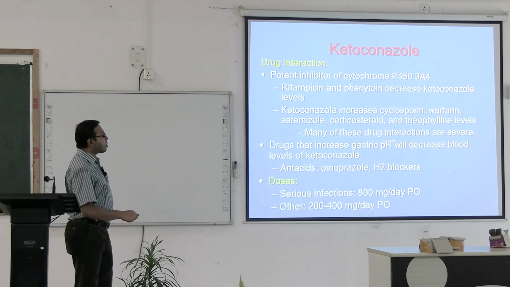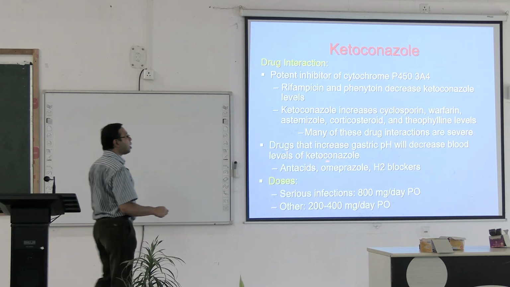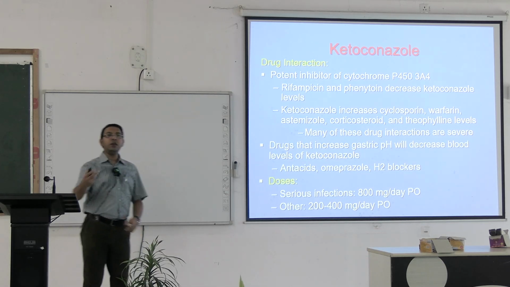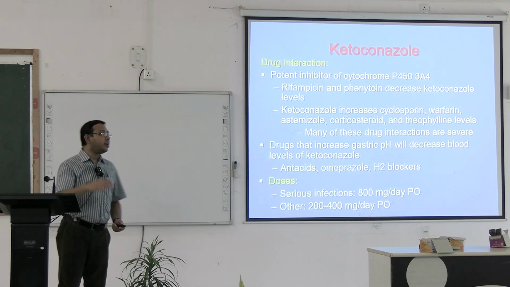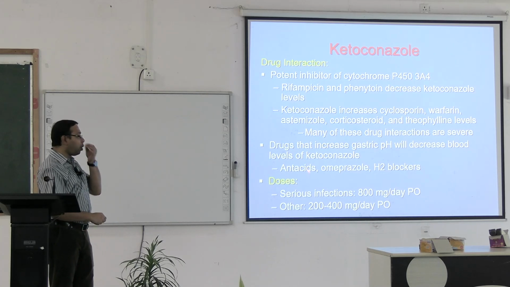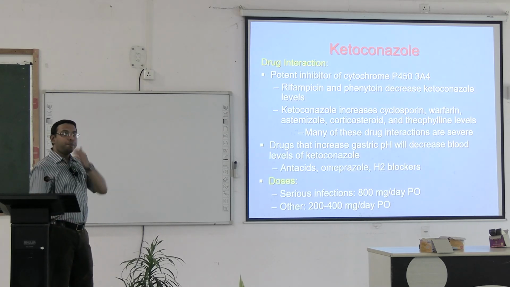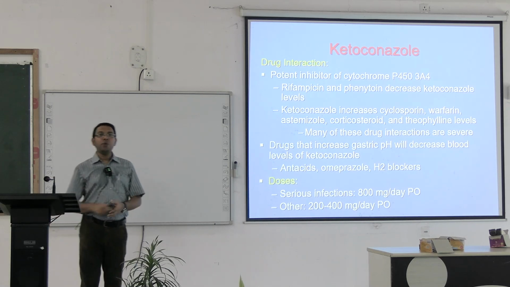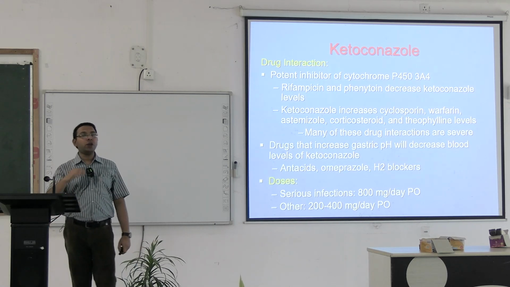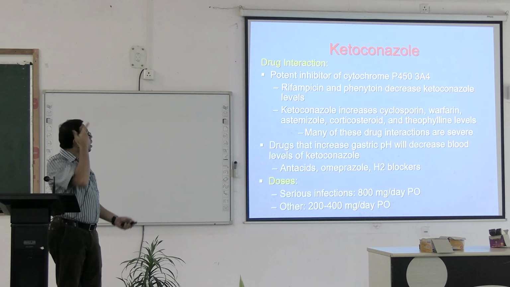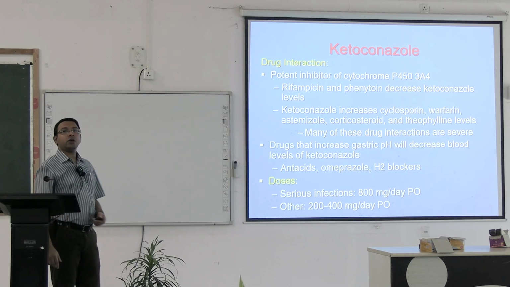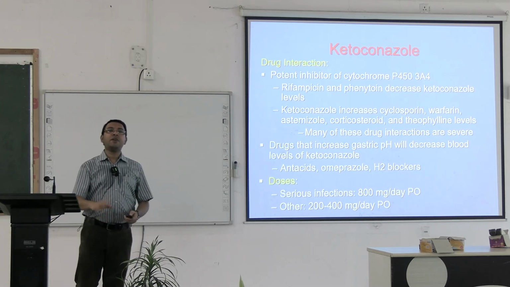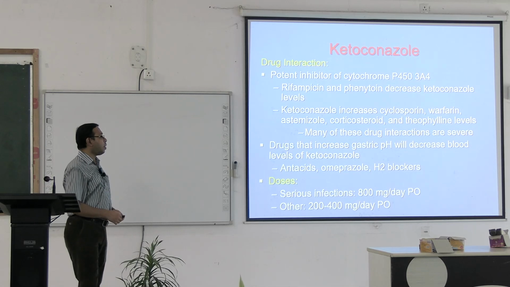Drugs that increase the gastric pH will decrease the blood levels of ketoconazole. So if gastric pH increases, that decreases the absorption. For example, when we are using an antacid, proton pump inhibitor or H2 blocker, that is, if there is dyspepsia and we are taking some proton pump inhibitor and also ketoconazole, ultimately that decreases the blood levels of ketoconazole, that is, a subtherapeutic effect. The effect of ketoconazole will not happen, that may also happen.